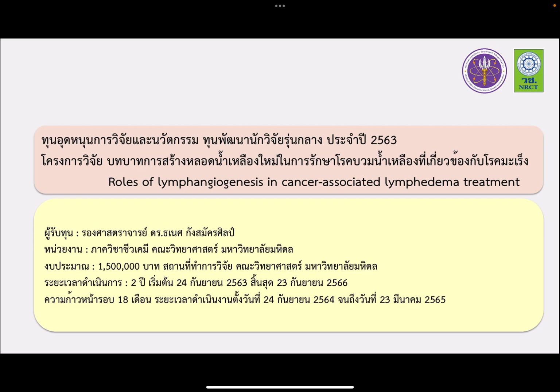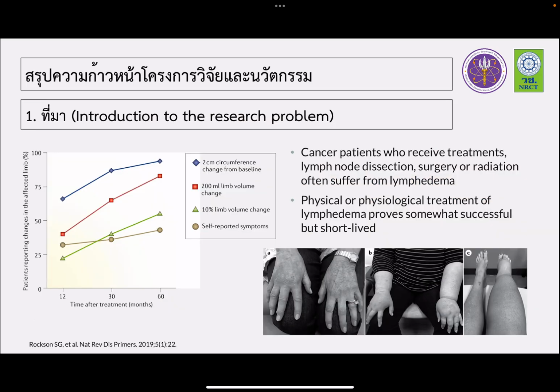My name is Thanet Kangsamaksin from the Department of Biochemistry, Faculty of Science, Mahidol University. And the title of my research project is the roles of lymphangiogenesis in cancer-associated lymphedema treatment. So let me give the introduction to our research problem first.